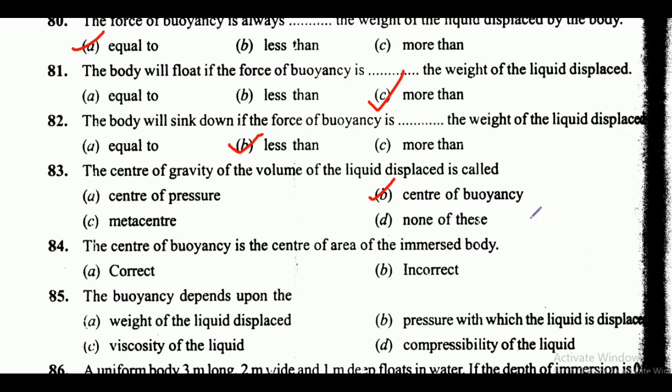Okay. Now next is question number 84. The center of buoyancy is the center of area of the immersed body. Is it correct or incorrect? So here friends, this statement is correct. So option A is the correct answer. The buoyancy depends upon the, here friends, these are the options, and here correct answer is option A, that is the buoyancy depends upon the weight of the liquid.